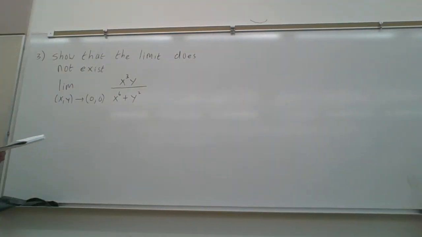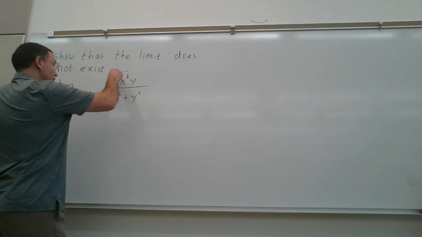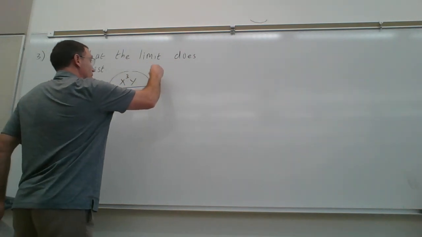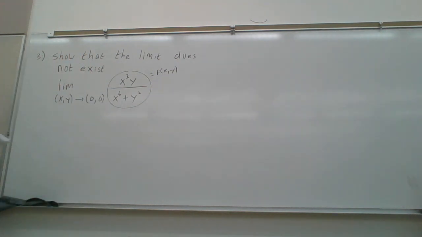Okay, so let's do in class 5, number 3. So we have to show that the limit does not exist for this limit. So as (x,y) goes to (0,0) of this function, this is my f(x,y). To show the limit does not exist, we have to come up with two different paths that give us different answers.